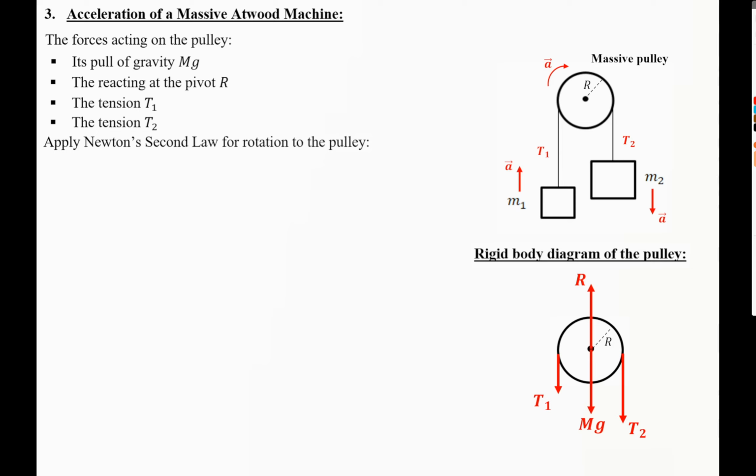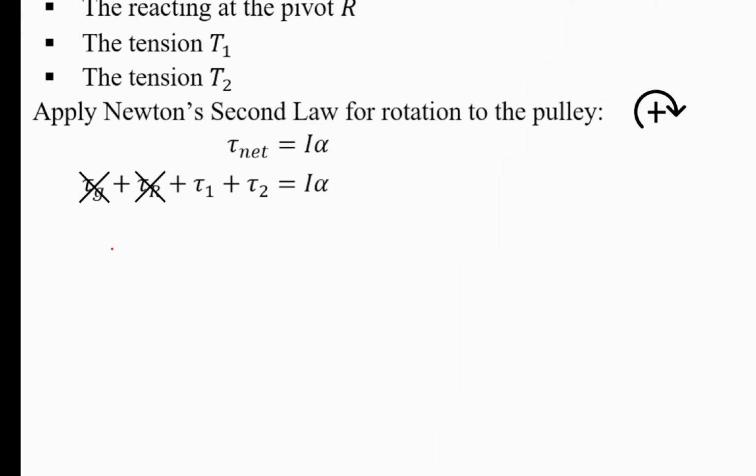Now let's apply Newton's second law for rotation for the pulley. Taking into consideration the positive direction is clockwise, then tau net is equal to I alpha, which means tau g plus tau R plus tau 1 plus tau 2 is equal to I multiplied by alpha. Now we can ignore the torque produced by the pull of gravity and the reaction at the pivot because they are zero.